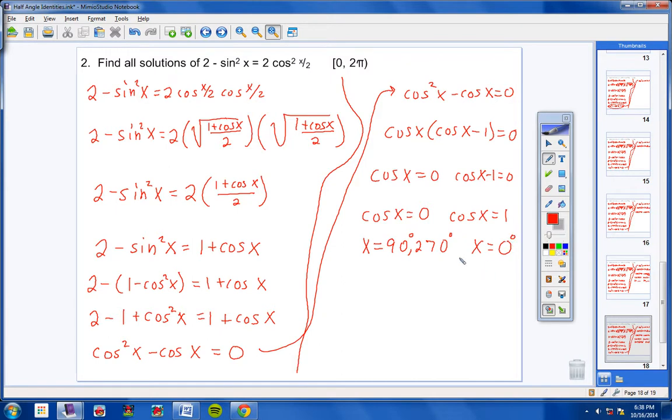And we're finished. Just don't forget to write your answers in radians, okay? So 0 degrees is 0 radians. 90 degrees is pi over 2, and 270 is 3 pi over 2.